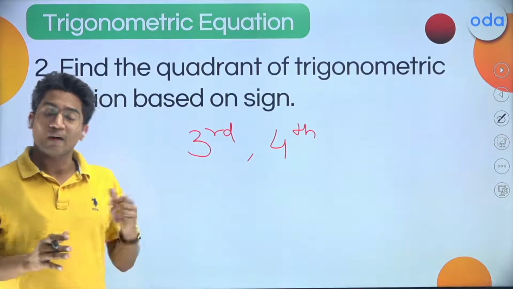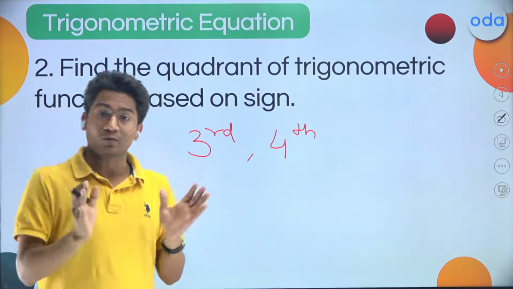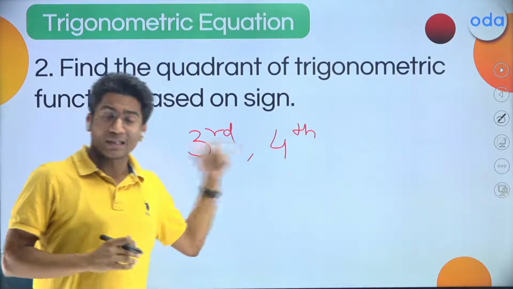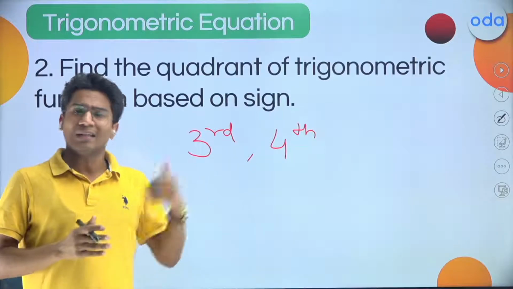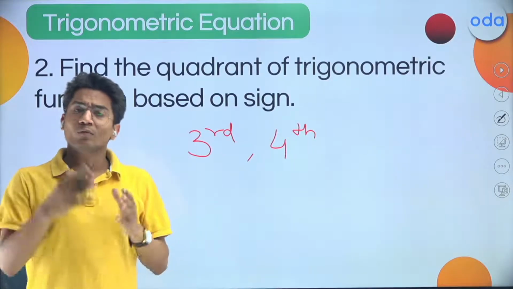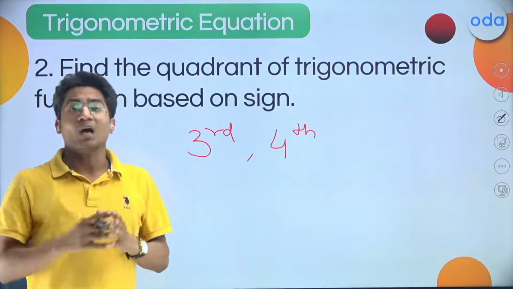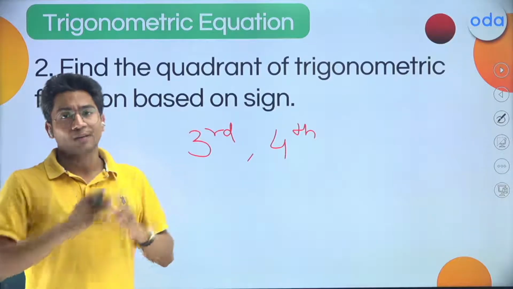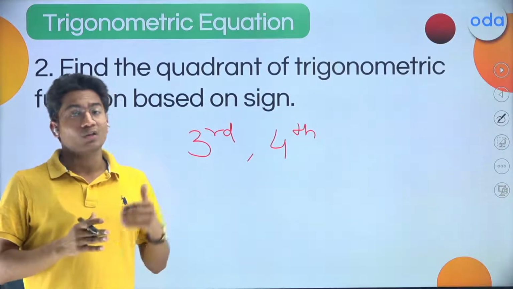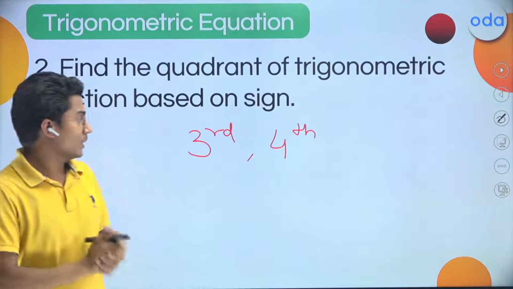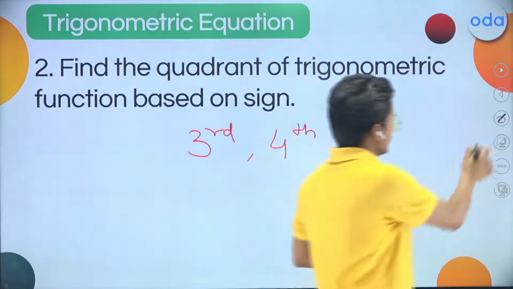First thing, we found the value of x irrespective of sign. Then the next thing, we have to understand whether it is positive or negative, and find in which quadrants our function can lie. So sin x lies in the third and fourth because it is negative here. Now this step is done.